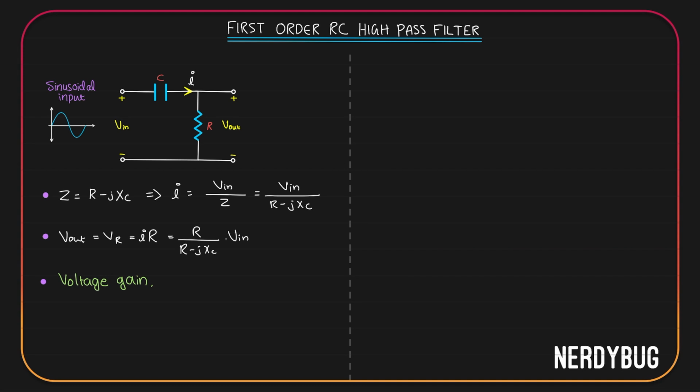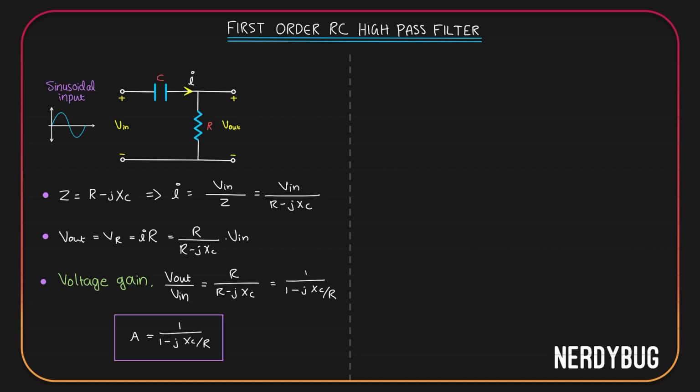Now let us define something called voltage gain. Voltage gain is the output voltage divided by the input voltage. We already found output voltage is input voltage multiplied by R divided by R minus jXc. So V out by V in will be R divided by R minus jXc. Let us divide the numerator and the denominator by R. So we get this is equal to 1 by 1 minus j Xc divided by R. This is our gain. Gain is denoted by the letter A. So we can write A is equal to 1 by 1 minus j Xc divided by R.